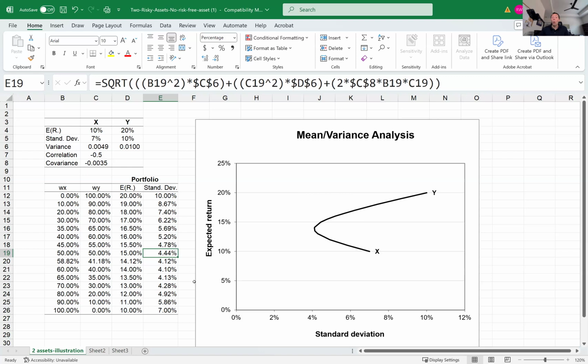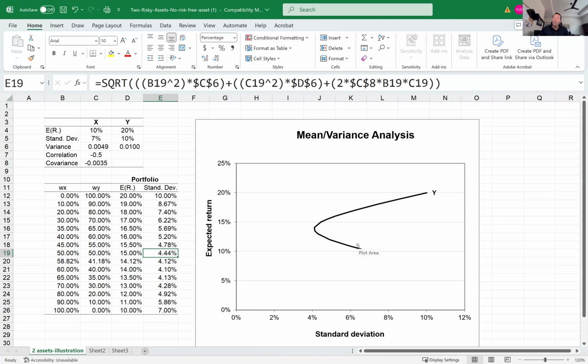Now it's 4.44%. That's significant because remember, investors are risk averse, which means they want lower standard deviations to their portfolio. So an investor likes this better than they do when X and Y were perfectly positively correlated at 1. So the lower the correlation, the more this hyperbola is going to bend to the left, which is something that risk-averse investors like. All right, well, let's see how far we can go in this particular situation.